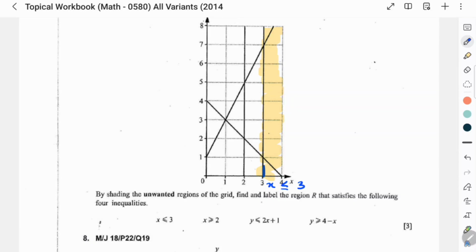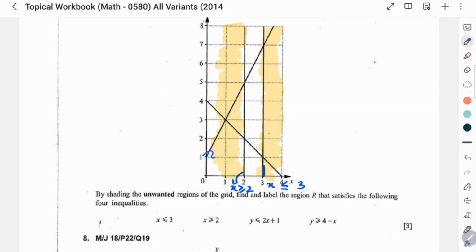The second line is x is greater than or equal to 2. So on the right side is your region, so what do you do? You just shade here on the left. Now the next line is y is greater than or equal to 4 minus x.